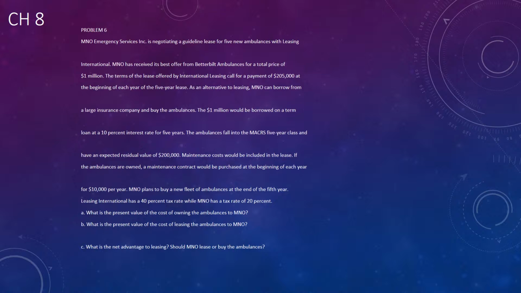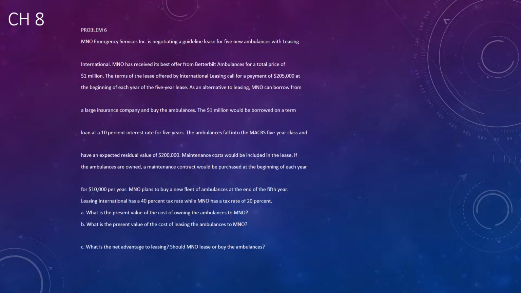As an alternative to leasing, M&O can borrow from a large insurance company and buy the ambulances. The $1 million will be borrowed on a term loan at a 10% interest rate for 5 years. The ambulances fall into the MACRS 5-year class. Remember how we do accelerated? And have an expected residual value of $200,000. I'm sorry, I didn't finish, but it's accelerated depreciation.